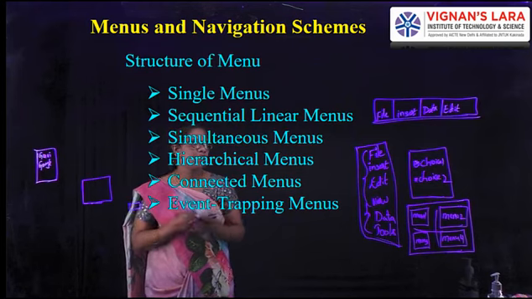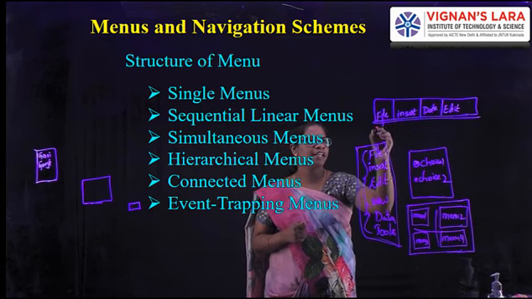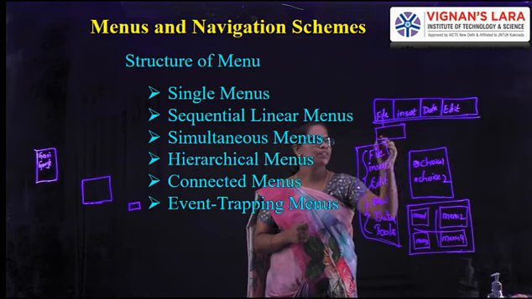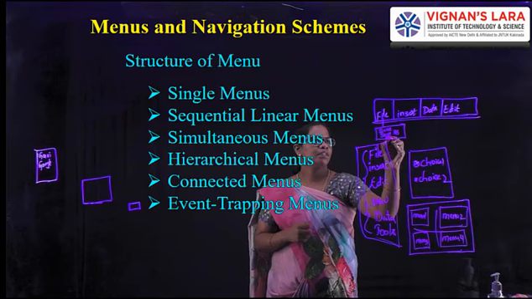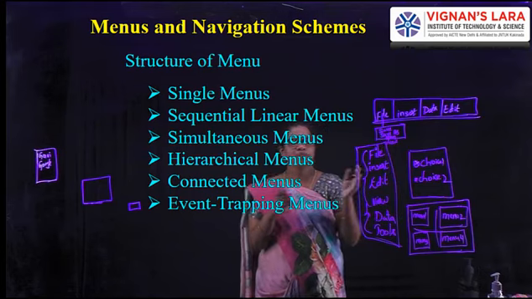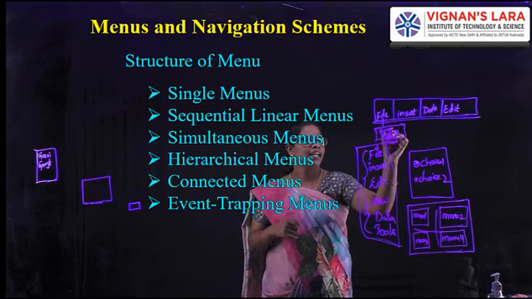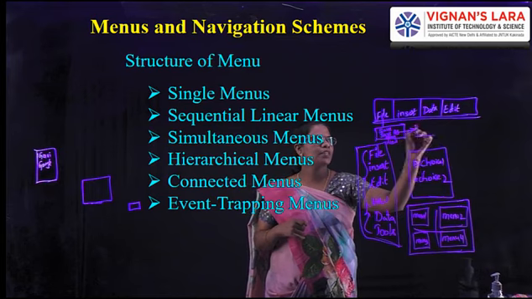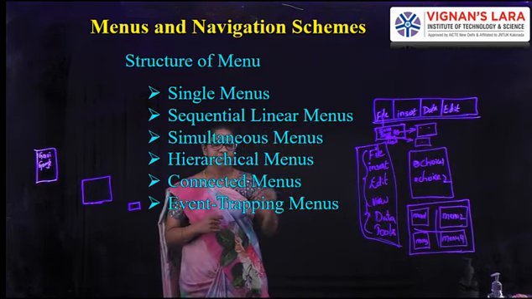And the next one is hierarchical menus. With hierarchical menus, if you go for the file menu, again it will display some menus. In file you have save as, and some options like open, new. That means after the file you have some menu. Again if you go for save as, it will have some options. Again if you go for open, it will have some options. That means a hierarchical way, one after the other.